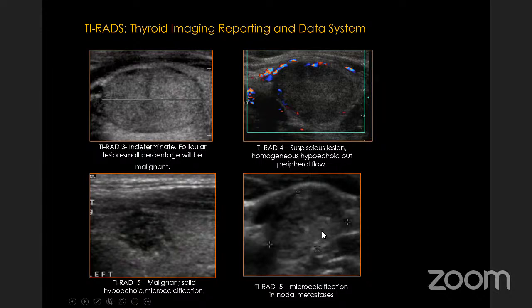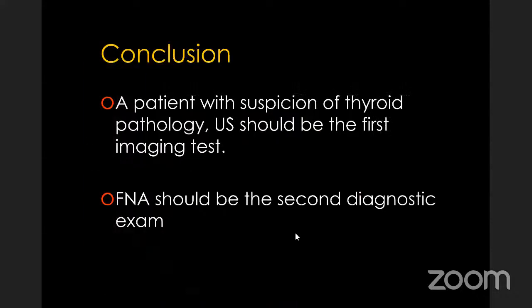Again, this is thyroid 5. It is a metastatic lymph node. There are areas of cystic and solid, and there are multiple small calcifications. So in conclusion, in the clinical workup of a patient with suspicion of thyroid pathology, ultrasound should be the first imaging test. When ultrasound demonstrates a nodule suspicious for malignancy, then FNA should be the second diagnostic exam under ultrasound guidance. Thank you.